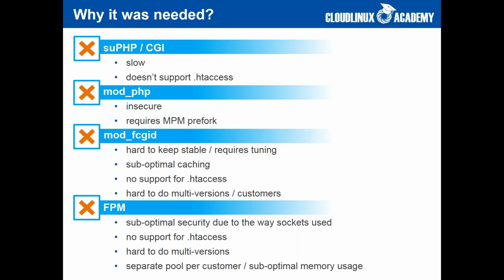Mod FCGI is fast, but usually unstable, or require hard tuning depending on server specifications. It has suboptimal caching, but does not support htaccess rules. It is hard to do multi-versions per user. FPM has suboptimal security due to the way sockets used. It does not support htaccess rules, and it is hard to implement multi-versions. It requires separate config to make a pool per customer, and it has suboptimal memory usage.